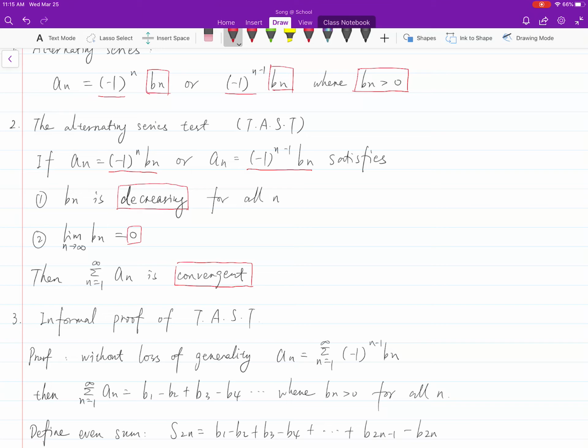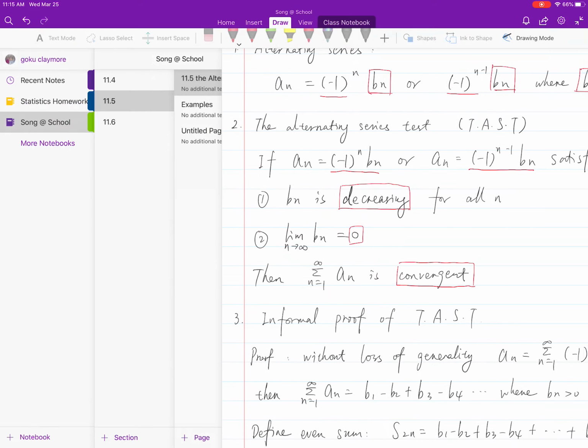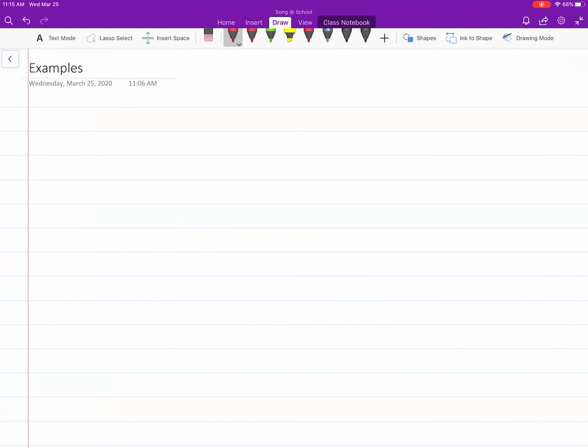Let's try to write down several examples using the theorem, and then we come back and talk about why these two will be enough. These two conditions, decreasing and the limit equals 0, will be enough to say the whole thing is convergent. But for now, let's just try it. Apply it.